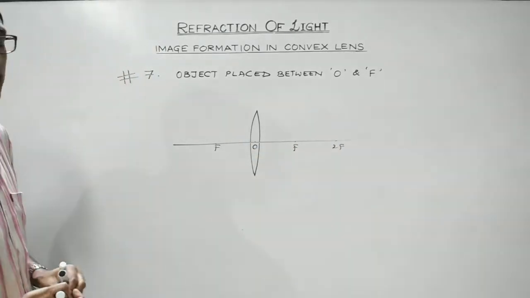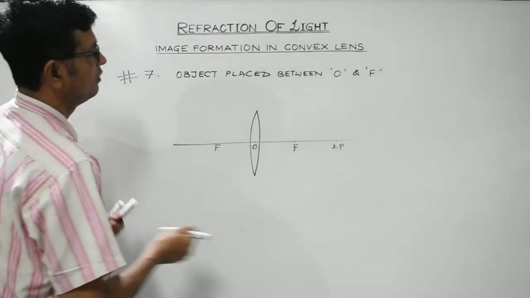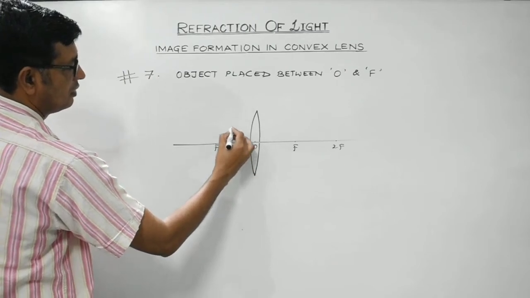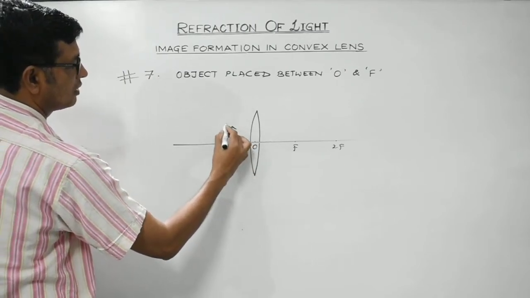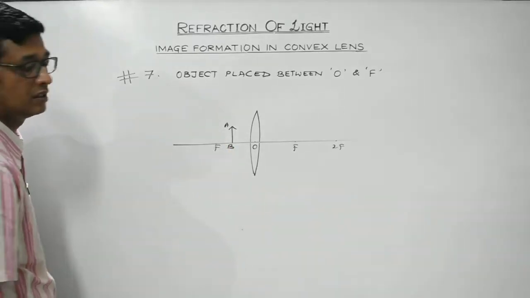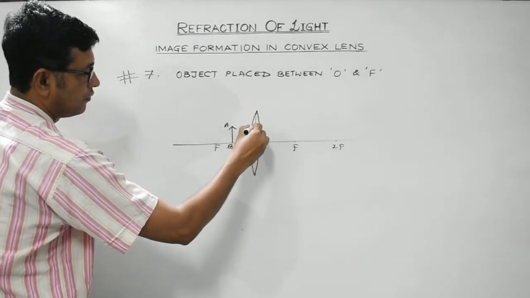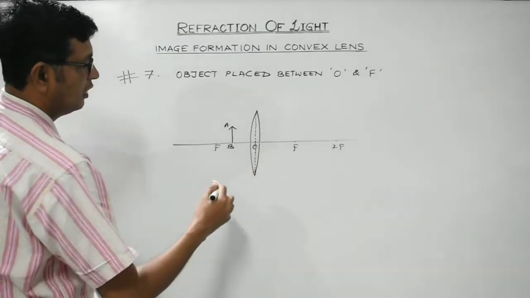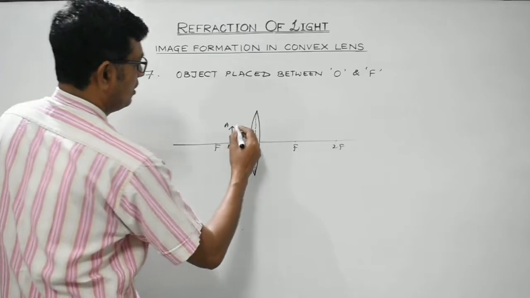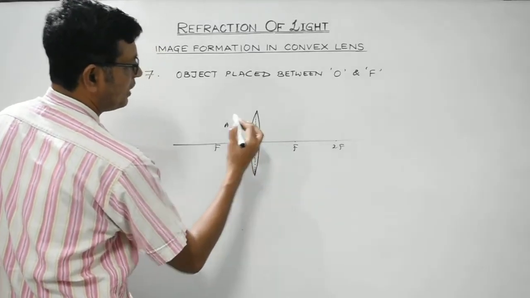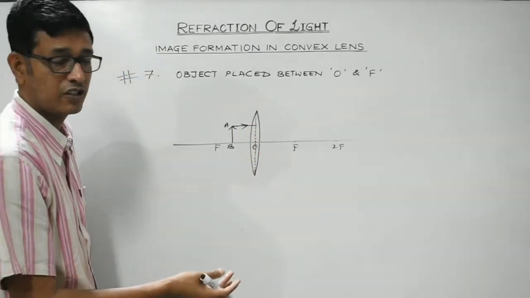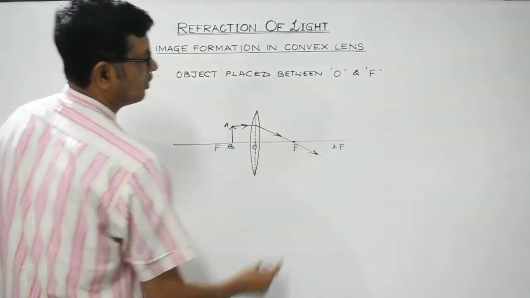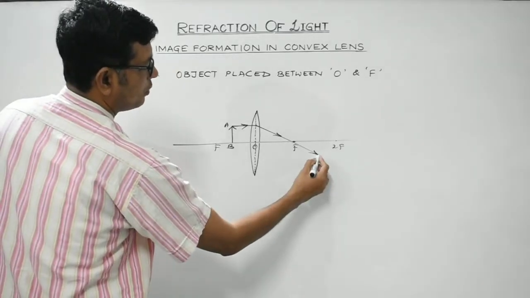Right? So now, as per the case, we will consider the object to be placed between the optical center and the focus, somewhere over here. This is the object, suppose this is A and this is B. And this is the reference line from where the division of light is assumed. So let's make use of the rules. A ray parallel to the principal axis, after refraction, will tend to pass through the focus, like this.